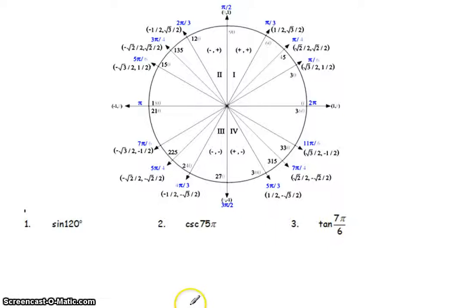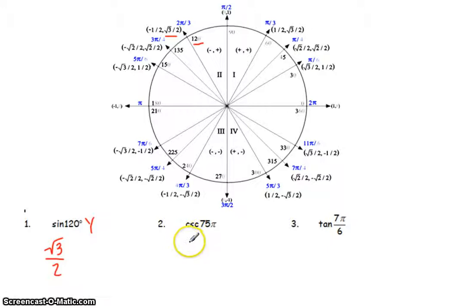Okay, for sine of 120 degrees, I have my unit circle here, and I'm going to look for 120 degrees. Now, for sine, that is my y value I'm looking for. My y is the square root of 3 over 2, so my answer is the square root of 3 over 2. It is that simple as long as you know your unit circle.